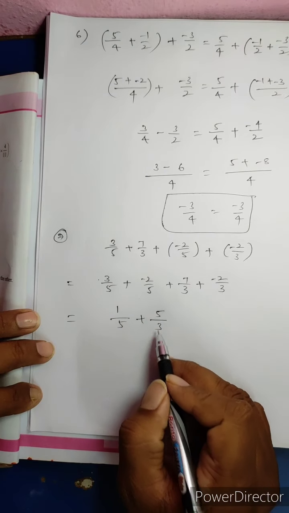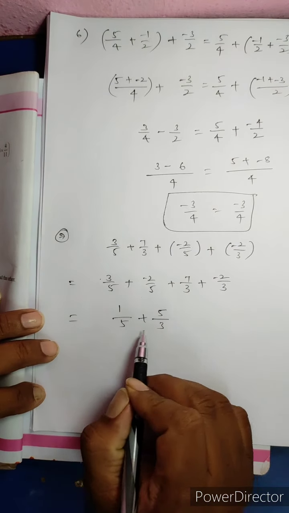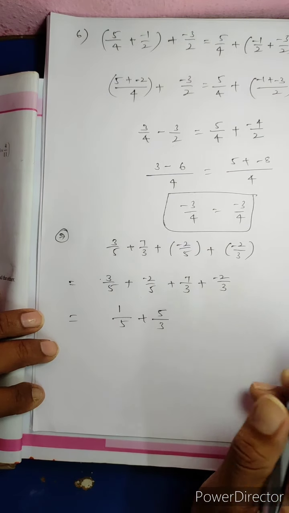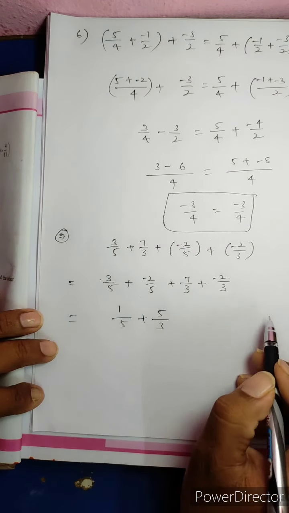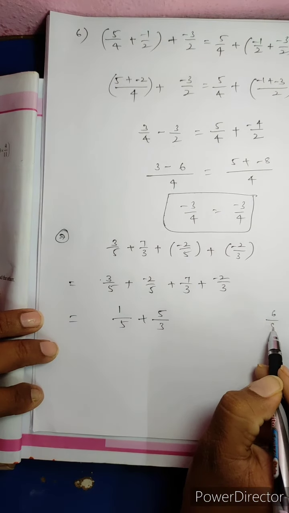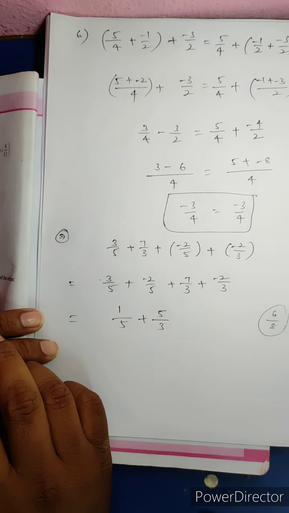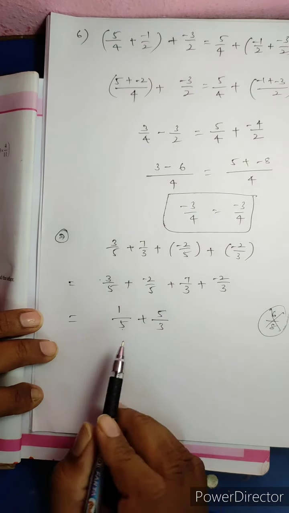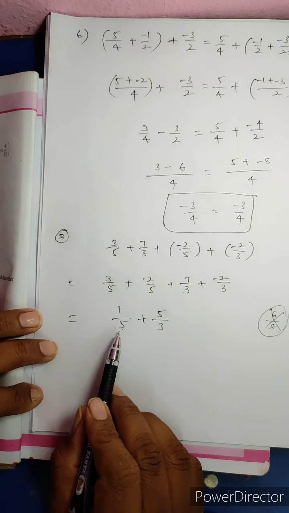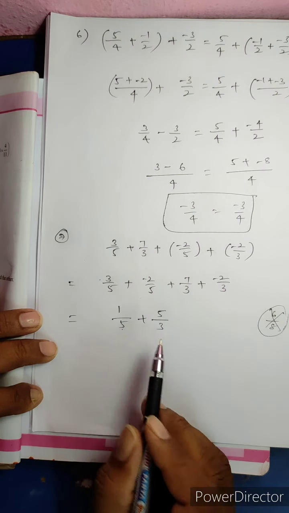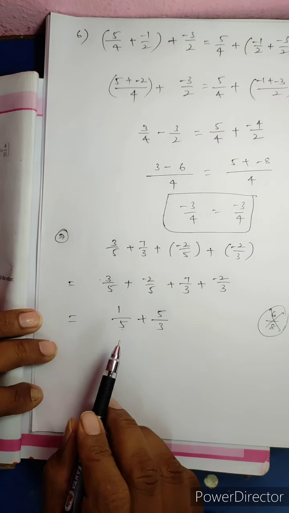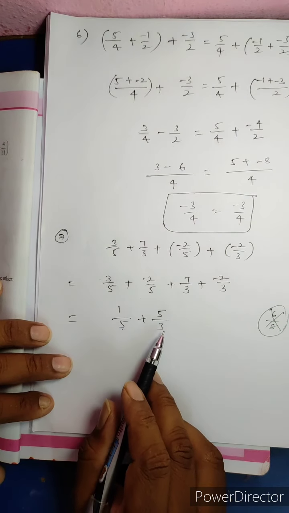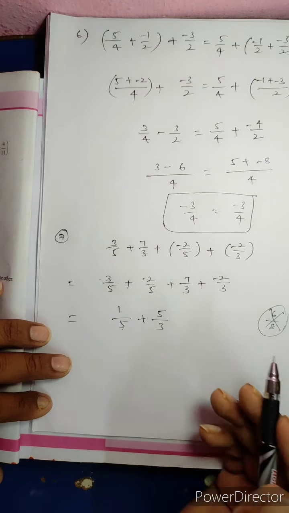Now 1 by 5 plus 5 by 3. These two fractions are unlike fractions. Many of the students add fractions like this: 5 plus 1, 6 by 5 plus 3, 8. In this way many students make the mistake. This is wrong. These two are unlike fractions. Fractions whose denominators are different are called unlike fractions. For unlike fractions we can't add them directly, so first change them into like fractions.